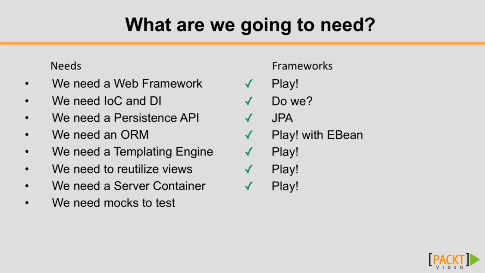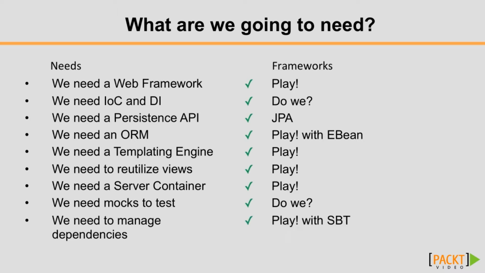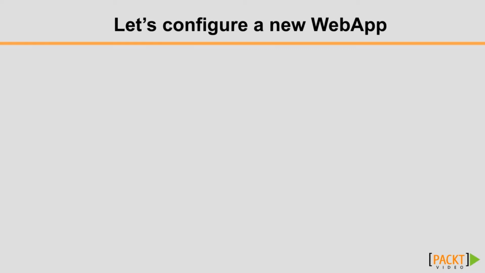We also need mocks to test. Do we? There are a lot of people who hate mocks and who say that we need to test with real objects. Play helps us create real objects very easily, as we're going to see later. So, do we really need mocks? And we also need some way to manage all of the dependencies. Play handles that with SBT. So, now that we have chosen everything, let's configure a new web app with Play framework.